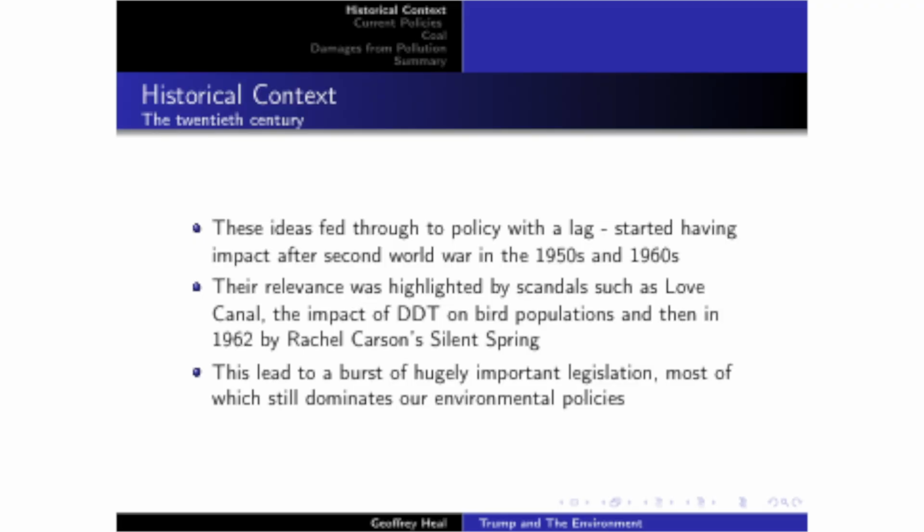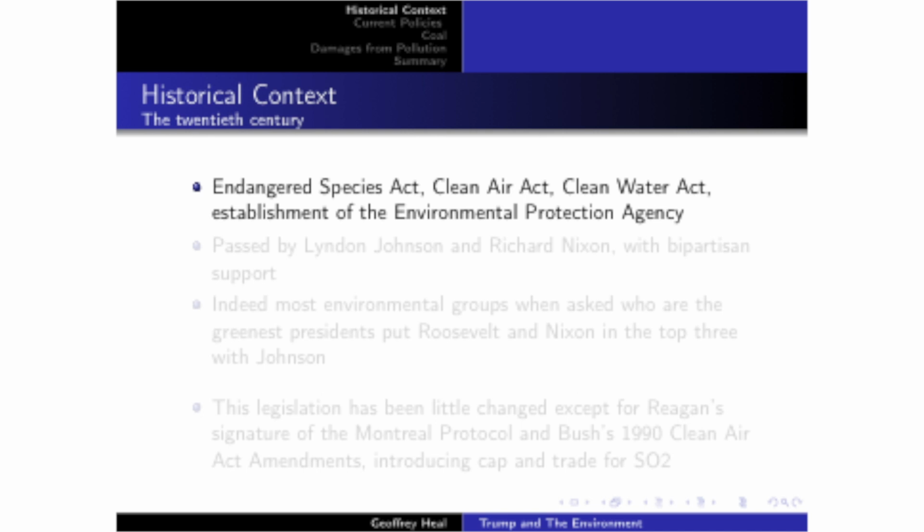And in the next decade, a huge amount of environmental legislation was passed, which is basically the legislation we live with and work with today. It was really an amazing burst of environmental legislation between 63, right after Rachel Carson's book, and 73. In that decade, the Endangered Species Act was passed, the Clean Air Act was passed, the Clean Water Act was passed, and the Environmental Protection Agency was established.